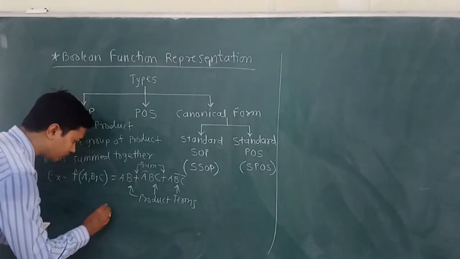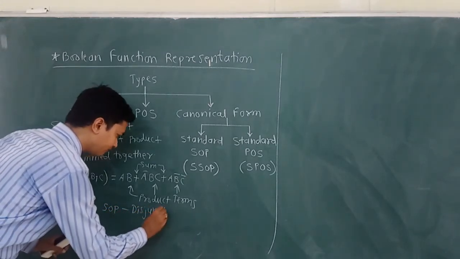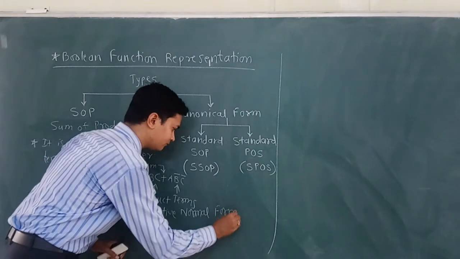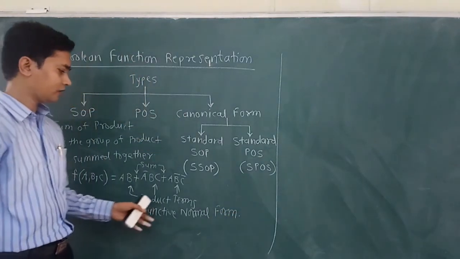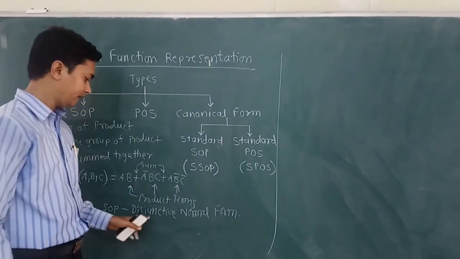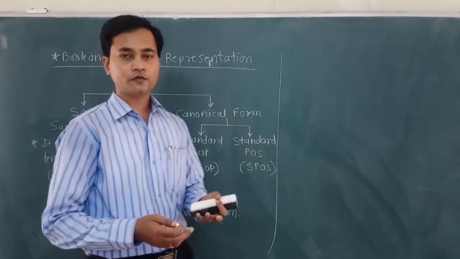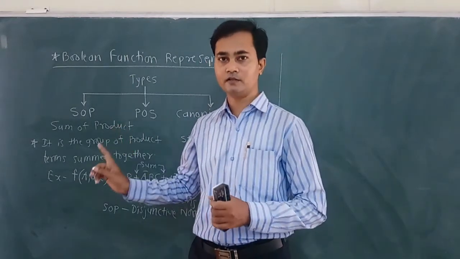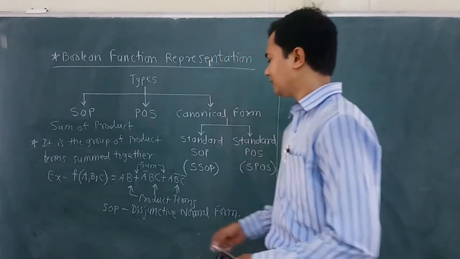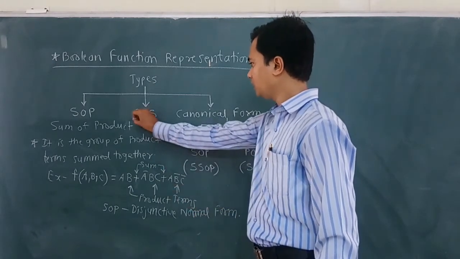It is also called disjunctive normal form. In the exam it may ask what is meant by disjunctive normal form, or to convert the given expression into disjunctive normal form. So you have to think about SOP again, because SOP is also called disjunctive normal form. Now let us see the next type of Boolean function representation, that is POS.